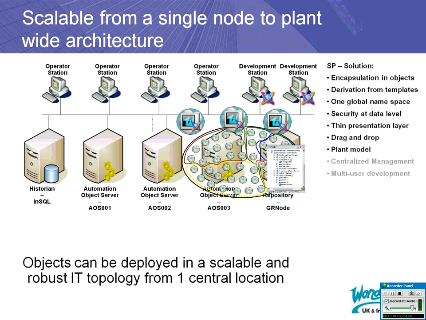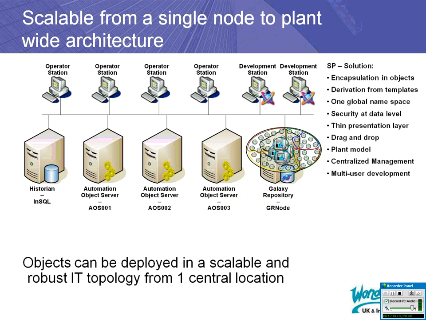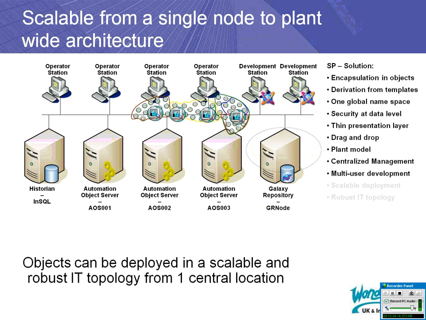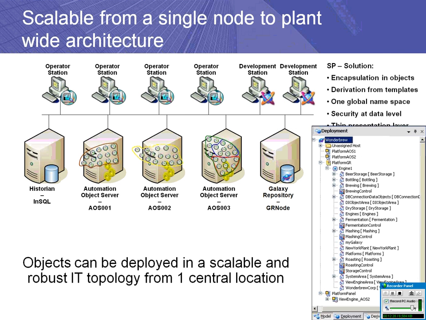Once you've created your configuration and modelled your plant, you then deploy that configuration out to the machines that are going to run those objects, which are called object servers. So you can deploy objects from the central location, and you can have multiple development stations working on that configuration out to your object servers and out to the operator stations. Now it's shown here that operator stations are separate from object servers, but that doesn't necessarily need to be the case. You can have objects and operator stations all on the same node.